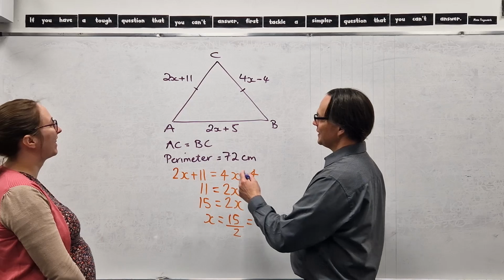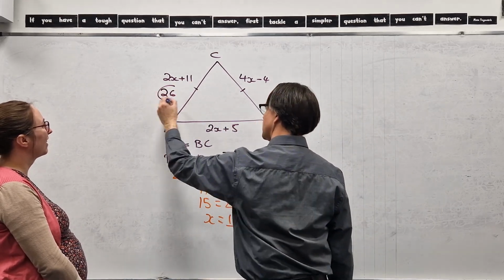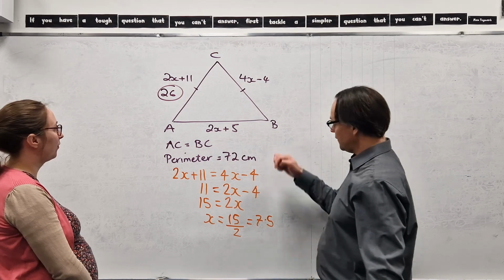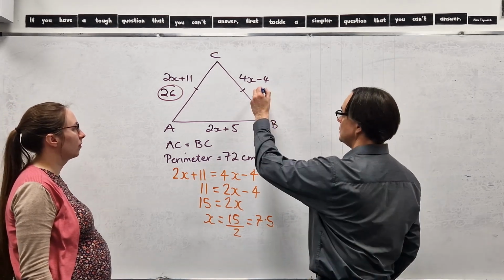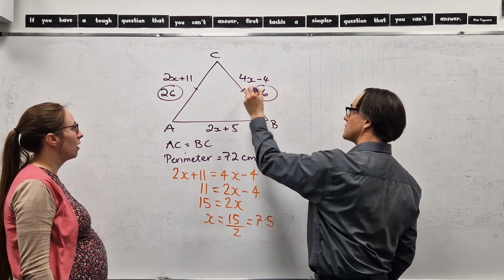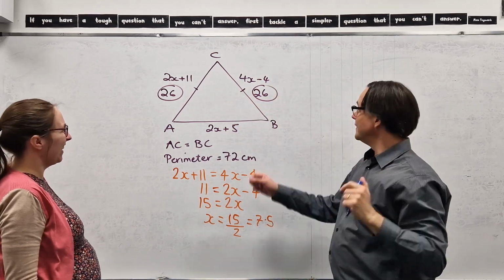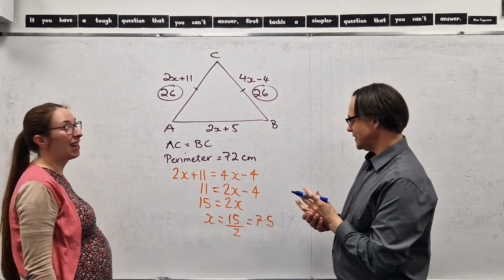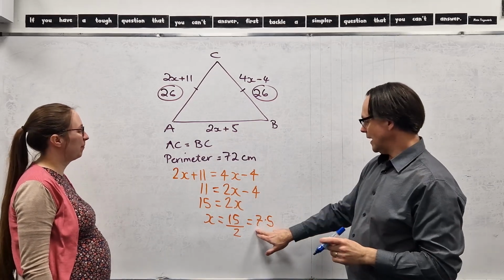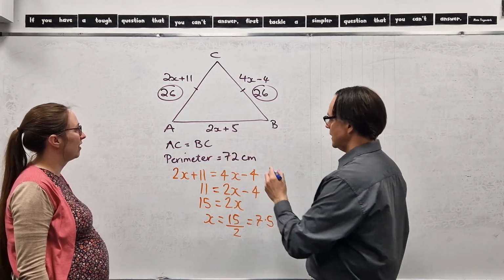Go on. Well, 15 plus 11, that's 26, so I'm just going to say 26. 4 times 7.5, that's 30, isn't it? 30 minus 4, that's 26. Well, that's a surprise, isn't it? We should have known that. But you know what? That's a good check, isn't it? That's a good way of checking to see that x is correct. We didn't mess it up. And now we've got 15 plus 5 is 20.